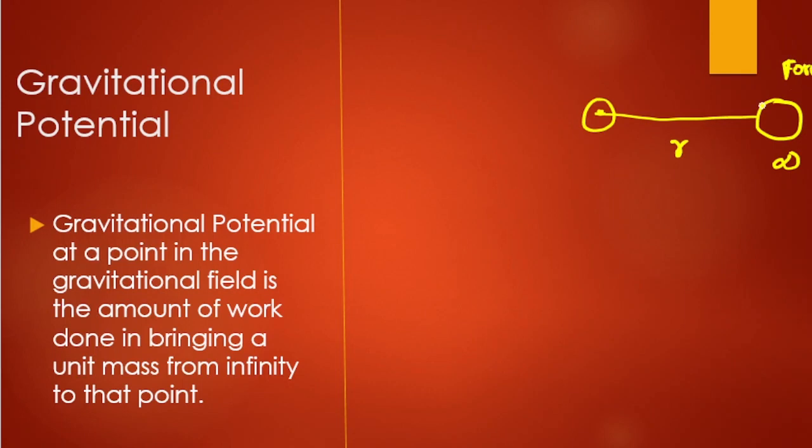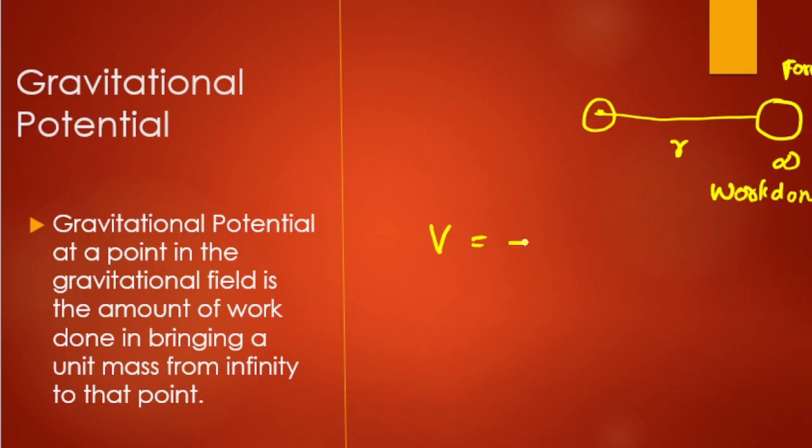If you are applying some force and the object is moving, some work will be done there. Surely some work done will be there. This work done is called gravitational potential. So your gravitational potential is denoted by the letter V.